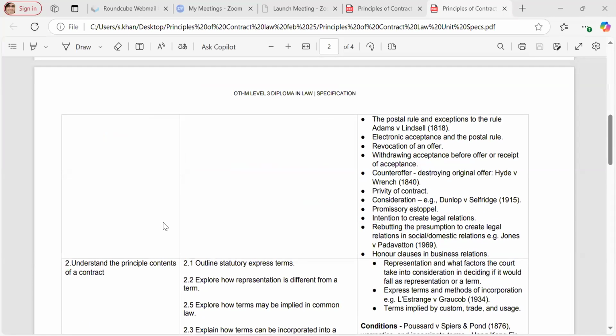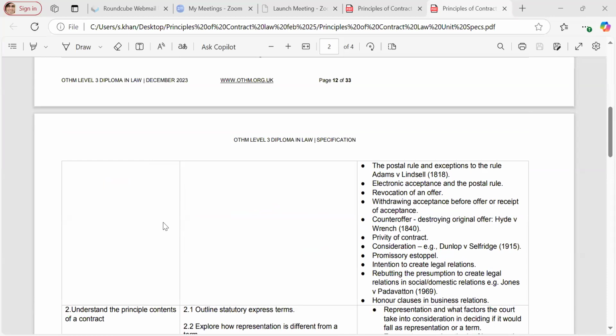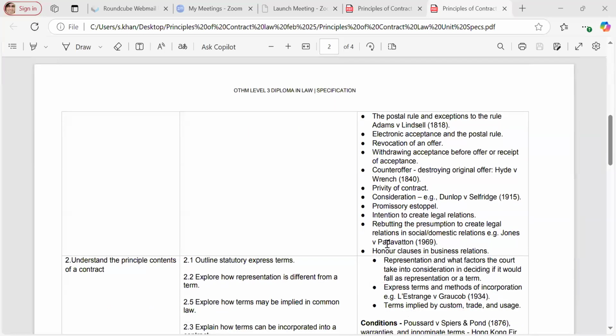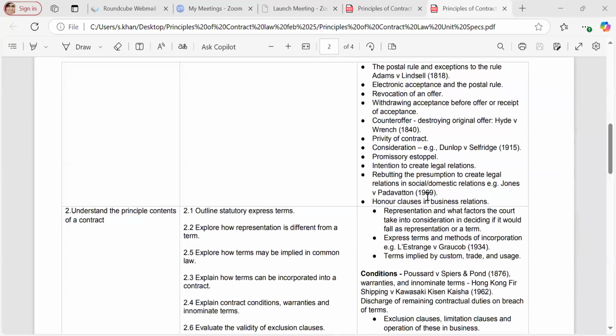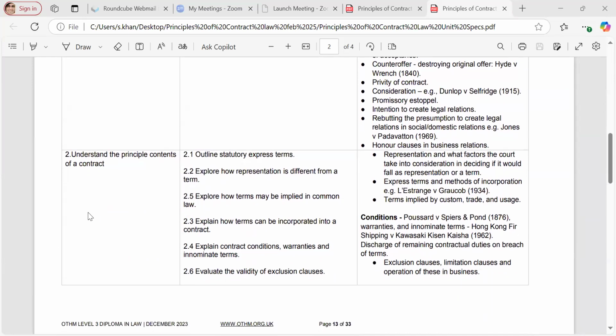We'll also look at the postal rule exceptions, electronic acceptance and the postal rule, revocation of an offer, withdrawing acceptance before receipt of acceptance, privity of a contract, consideration, promissory estoppel, intention to create legal relations, rebutting the presumption to create legal relations with reference to cases and honour clauses in business relations. So that's all in learning outcome 1.